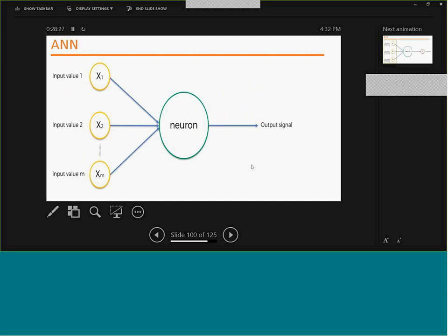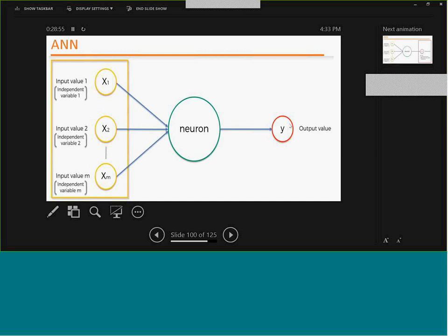We'll go through a very quick example. Let's say we have M neurons, X1, X2, and XM, and these are the yellow marked neurons which take the input signal. They take it and then push it to the next neuron, which processes it, and then it provides the output signal. So this is how an artificial neural network typically works. We'll see a good example just after this one.